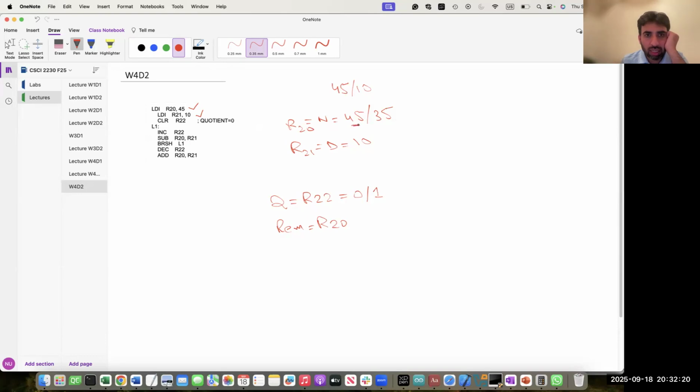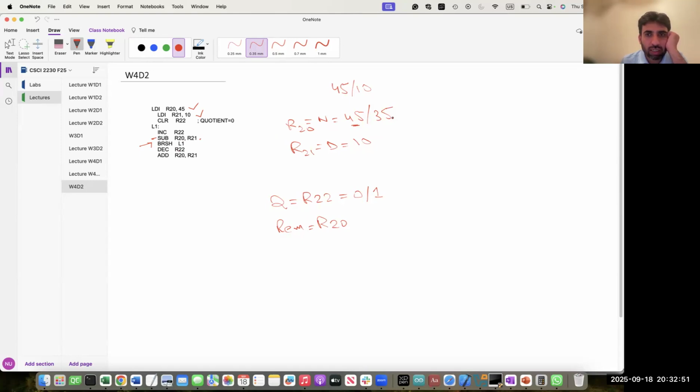But remember that this branch if same or higher checks the carry which was set as the result of the previous instruction, right? So basically we are saying compare 45 with 10, because it was set when the value of R20 was 45. We were comparing 45 with 10 here, right? So is 45 same or higher than 10? Yes. So go back to L1.